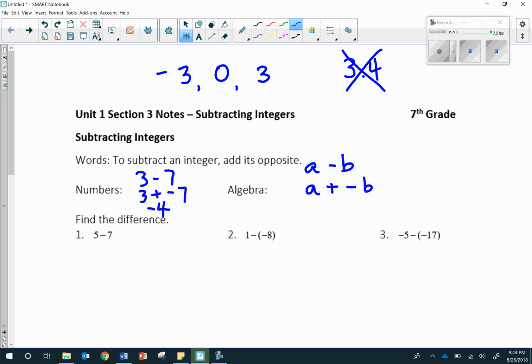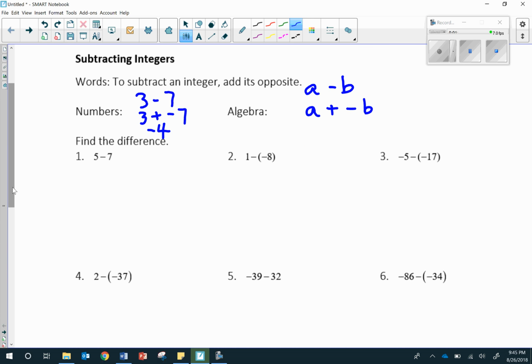If we look at number 1, let's go ahead and do a few examples together. 5 take away 7. We're going to keep 5 the same and add its opposite. We then know how to do this. We're going to take 5 from 7 to give us a difference of 2. Keep the sign of the greater absolute value, which in this case is negative 7, to give us an answer of negative 2.